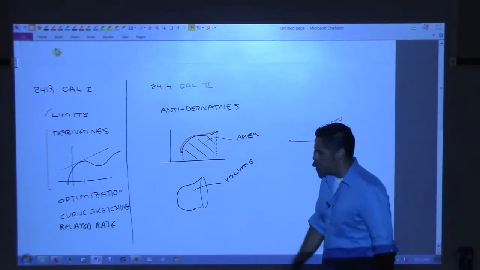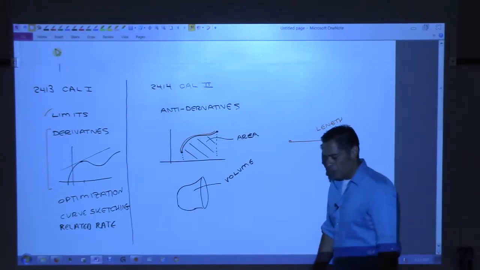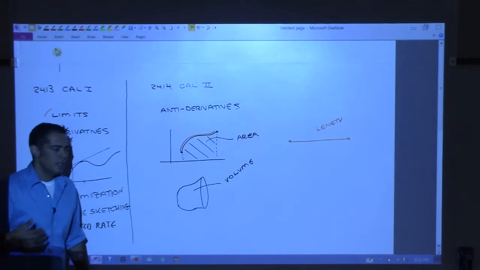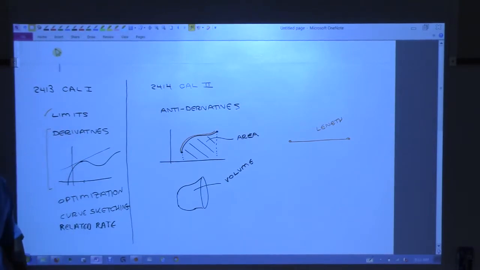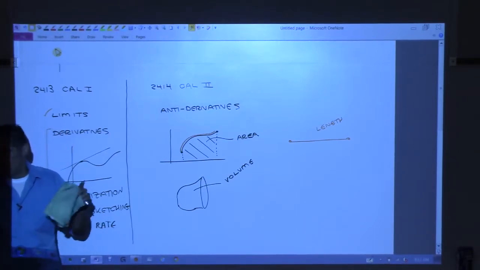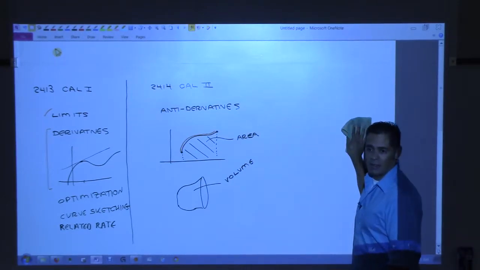We'll try and get some physics applications in there. Most of the time I do work. If you've taken physics, you know what work is. Or maybe we'll do hydrostatic pressure. I'm not sure. But there's a whole section on applications, and I get to pick which one we cover. And that's it. Okay, so that's the second third of the class.